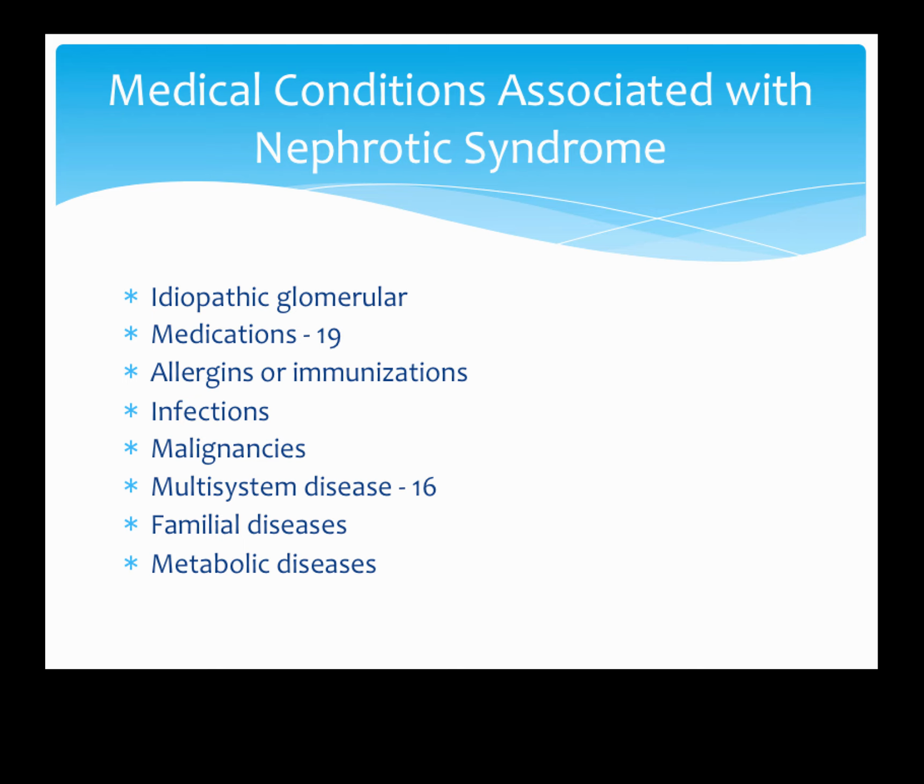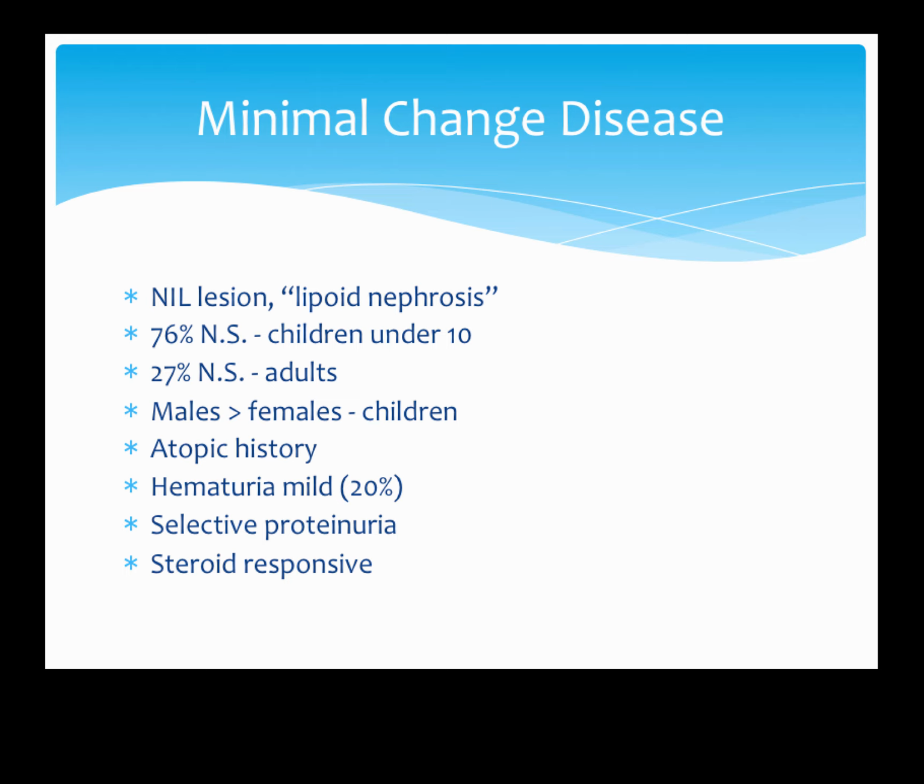Now, minimal change disease, as the name would imply, generally does not have any abnormalities on light microscopy. It was originally called lipoid nephrosis because the main abnormality that was detected was the deposition of lipids within the tubular epithelial cells. In recent years, obviously, other abnormalities have been described, which I'll discuss in just a minute.